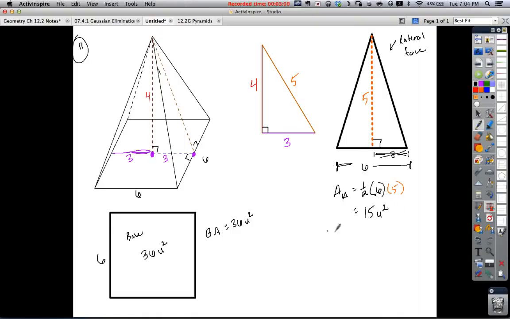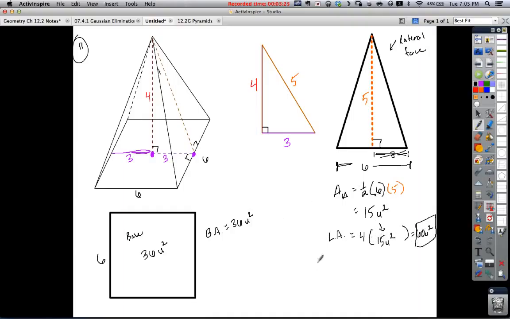Well, if I want to know the lateral area, that's just all of my faces. And since there are 4 sides to my base, that means there's going to be 4 lateral faces. That means that my lateral area is just 4 times one of those lateral faces, or 60 units squared. So now I've got my lateral area.